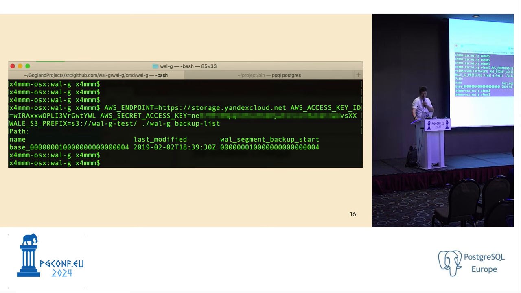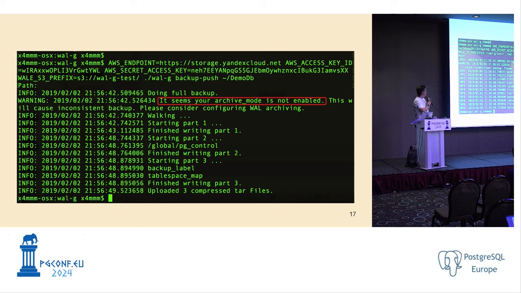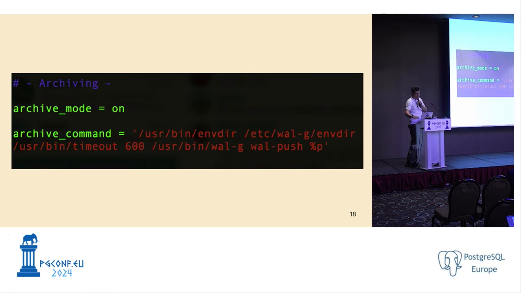And after setting up credentials, you can run a backup push. It will complain that you don't have archive mode and suggest setting up the archive command. So you set up the archive command, and that's it. Now you have a fully running backup system, and when you need to restore something, it will be a different story, but try it before having to restore something.